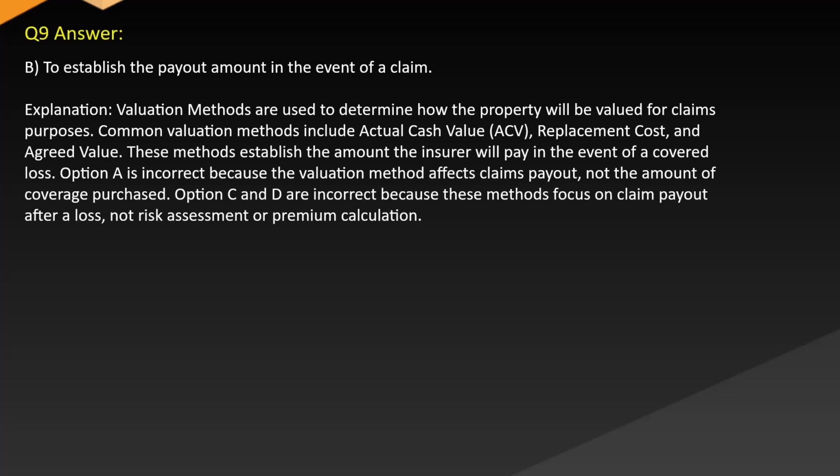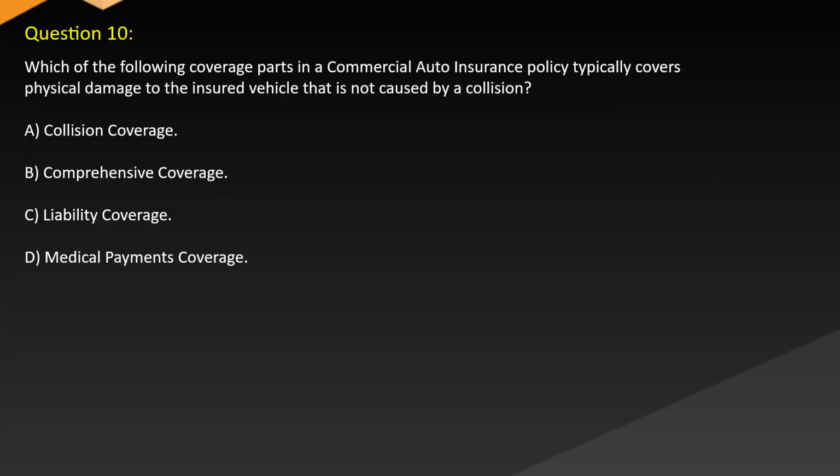Explanation. Valuation methods are used to determine how the property will be valued for claims purposes. Common valuation methods include actual cash value, replacement cost, and agreed value. These methods establish the amount the insurer will pay in the event of a covered loss. Option A is incorrect because the valuation method affects claims payout, not the amount of coverage purchased. Options C and D are incorrect because these methods focus on claim payout after loss, not risk assessment or premium calculation.